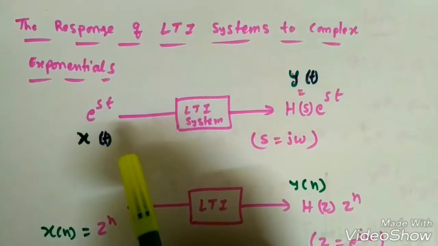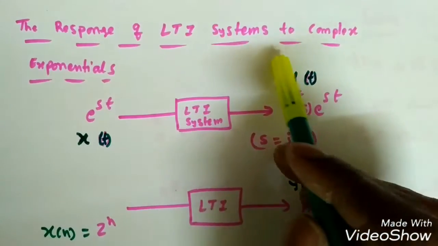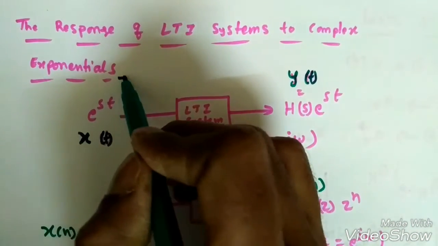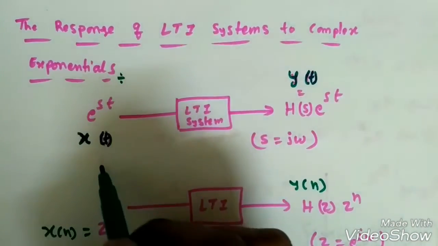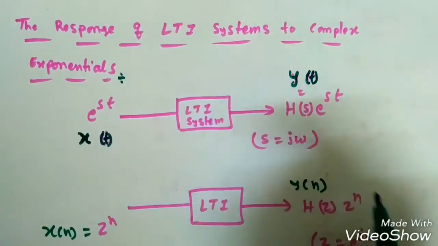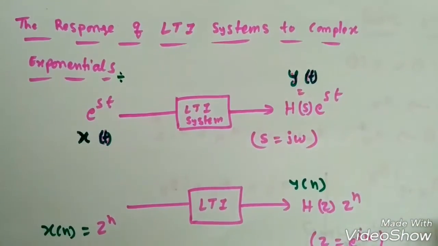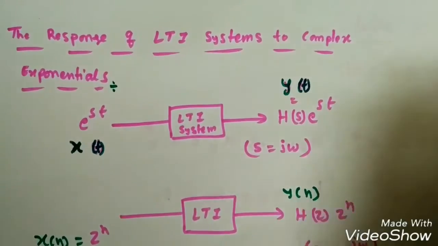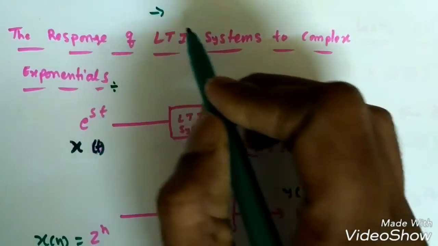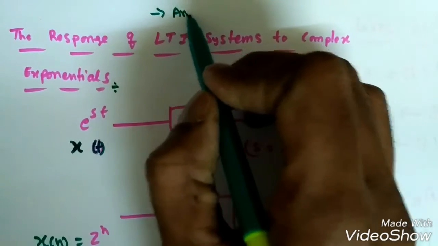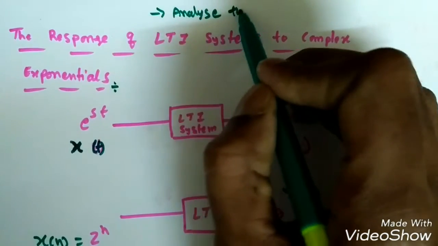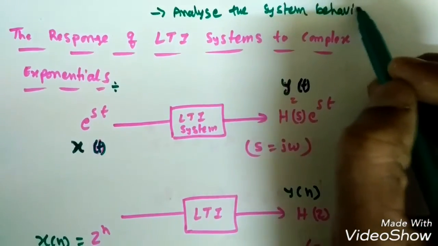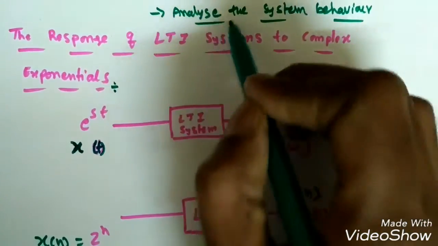In this lecture, we are going to discuss the response of LTI systems to complex exponentials. The reason is that in the Fourier series, we are representing any periodic signal in terms of its complex exponentials. Now we see why we are finding the Fourier series. I told you that in Fourier series or Fourier transforms, we need to analyze the system behavior. For that reason we are finding all these Fourier series, etc.